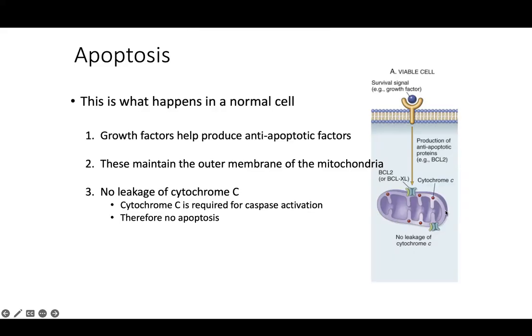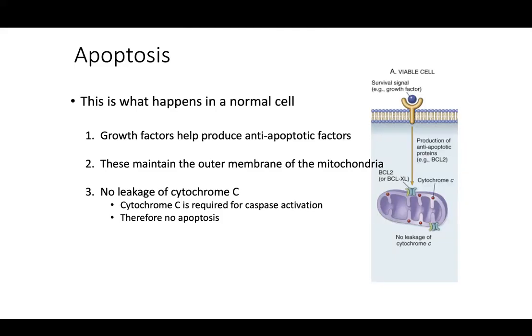You might think, why are they stabilizing the outer membrane of the mitochondria? One of the most important reasons is that within the mitochondrial intermembrane space, there are these little red proteins. They're not actually red, but these little proteins are called cytochrome C. Cytochrome C is necessary to activate the apoptosis pathway.